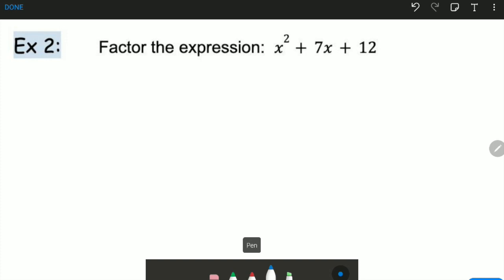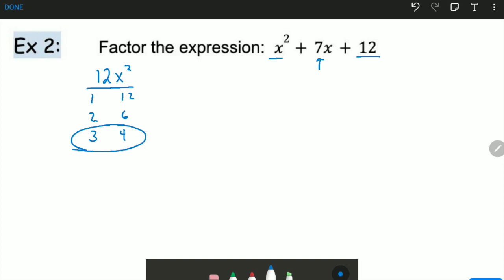So we're going to go ahead and multiply first and last. We get 12x squared. We need to find factors of 12 that add up to be the middle term, which is 7. So I'm just going to list the ways we can factor 12. 1 and 12, 2 and 6, 3 and 4. So we are looking for, it looks like, 3 and 4.